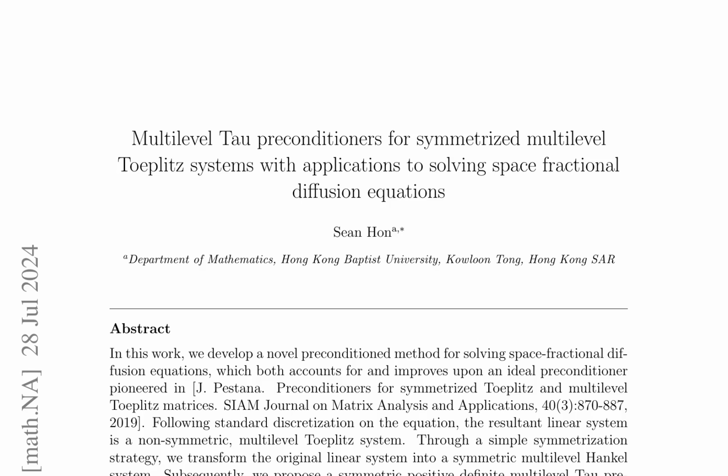This research presents a novel preconditioned method for solving space-fractional diffusion equations, building upon the ideal preconditioner in J. Pestana, 2019. The standard discretization of the equation yields a non-symmetric, multi-level Toeplitz system, which is transformed into a symmetric multi-level Hankel system through a simple symmetrization strategy. A symmetric positive definite multi-level Tau preconditioner is proposed for the symmetrized system, leveraging discrete sine transforms for efficient implementation.